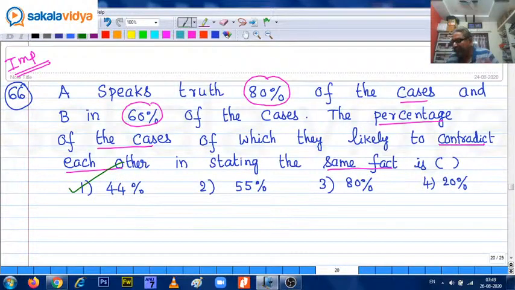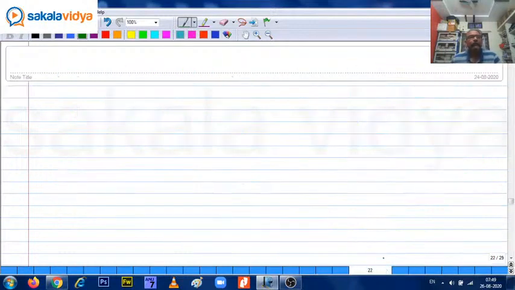This problem is very, very important. Today I will discuss more important problems. Still we have a lot of time, so that's why I completed yesterday's proceedings as quickly as possible. Now I am going for very important problems. One more important problem, the 67th problem.